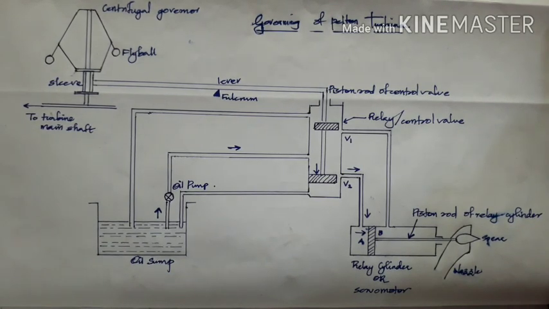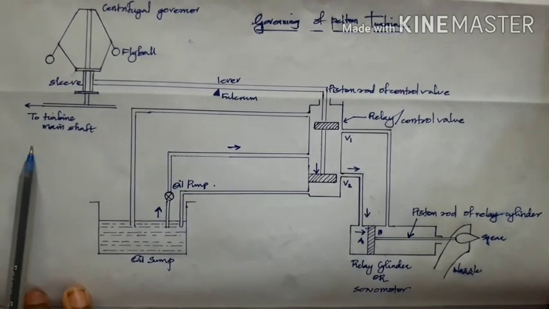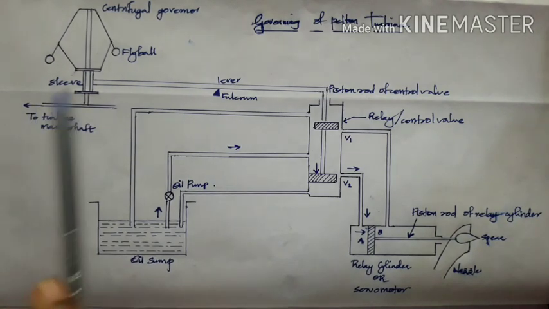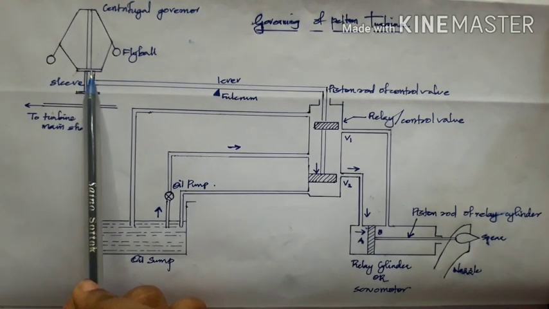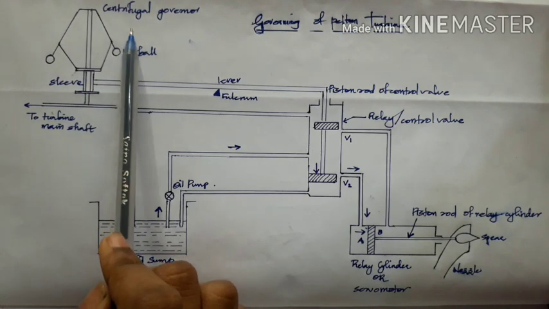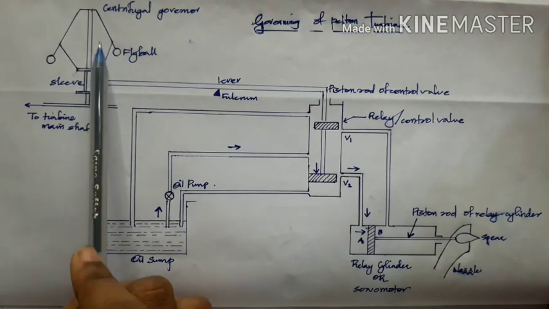Now let's check on the working. We told that there will be fluctuating loads on the generator. So let us take one case when the load on the generator is decreasing. When the load decreases, the speed of the turbine will automatically increase, and this will increase the speed of the centrifugal governor. And this increase in speed will cause an increase in the centrifugal force of the governor, and this will cause the fly balls to rise, and this will in turn move the sleeve upwards.